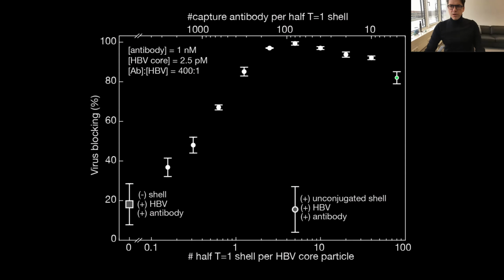So here's the result of this experiment. It's busy graphs, so I'd like to take you through this. First of all, on the y-axis, this is the extent of virus blocking caused by the shells. And this is plotted over the number of DNA shells that we have added per hepatitis B viral capsid.